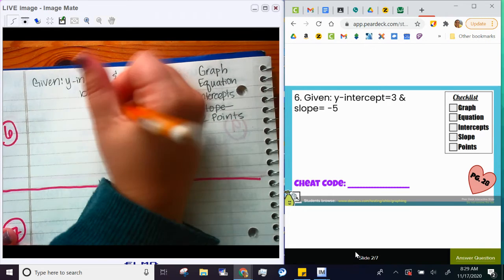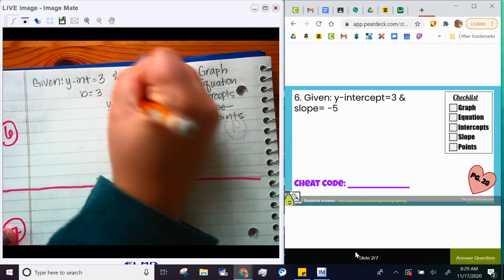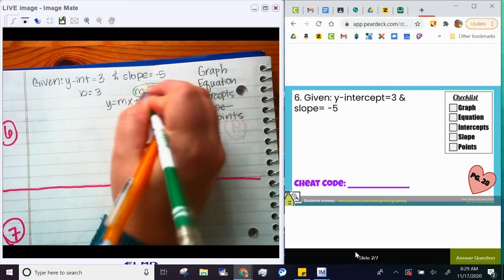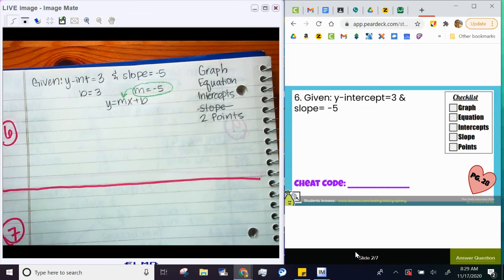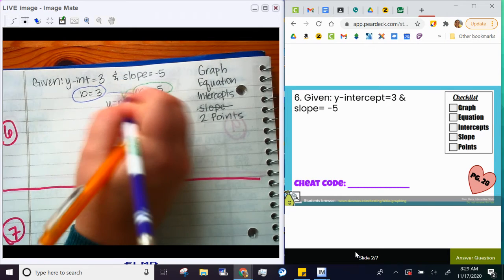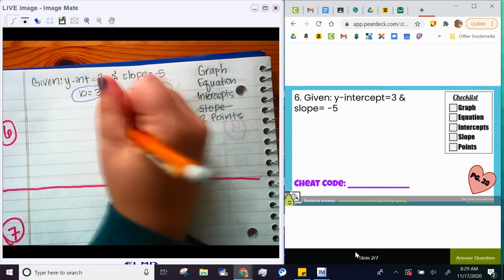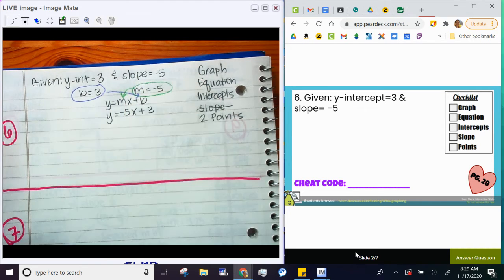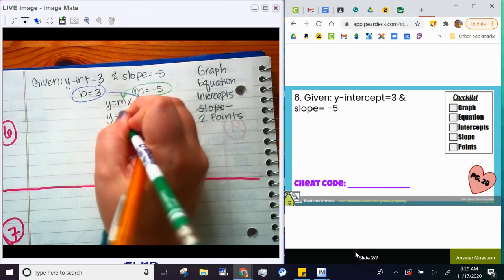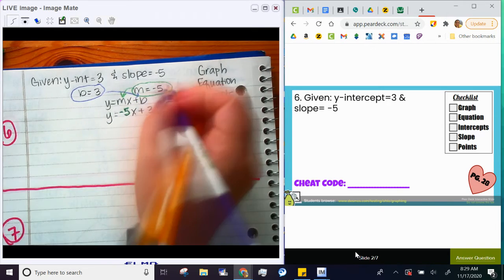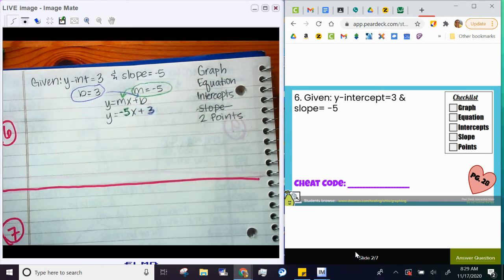Okay, so that means I could do my y equals mx plus b. And remember, I'm just going to plug in -5 for m. And I'm going to plug in 3 for b. Okay, so I got y equals -5x plus 3. So that is just subbing in the -5 for m and the +3 for b. Okay, so that's my equation. So I'm done with that.